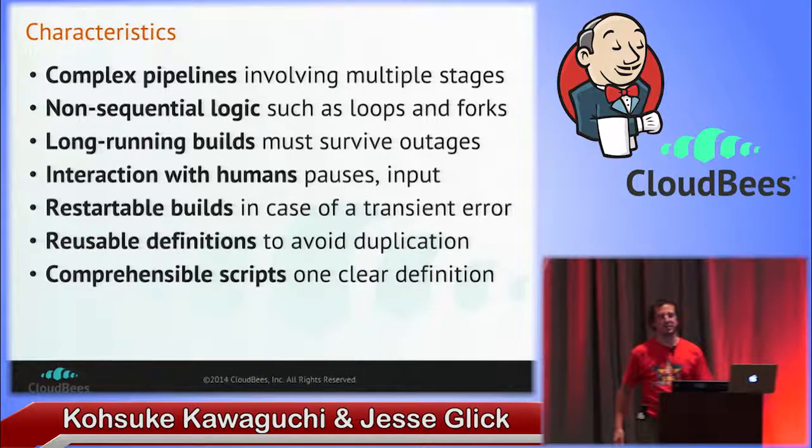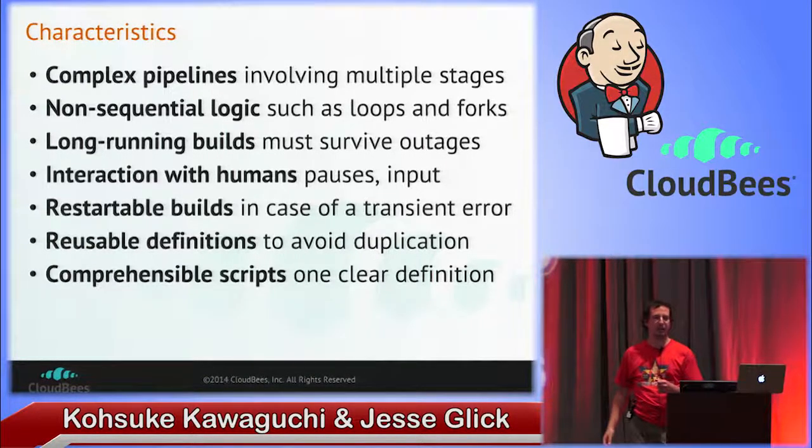So we tried to collect a list of characteristics of the kinds of jobs, or we'll call them workflows for lack of a better term, that people might have that had bigger requirements than you could necessarily get with a simple project in Jenkins. So the first I was talking about is complex pipelines, multiple stages of things that have to go in a certain order and that you want to divide up into stages but still have a logical sequence.